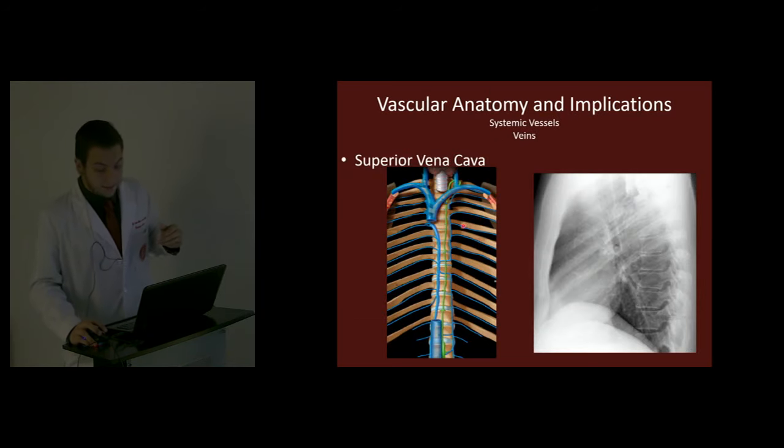If we talk about the veins, we have to remember that the superior vena cava is formed by the anastomosis of the left brachiocephalic vein and the right brachiocephalic vein. The distal portion is partially invested by pericardium and it drains into the right atrium, which should be here. The inferior vena cava crosses through the diaphragm into the right atrium and is partially invested by pericardium.